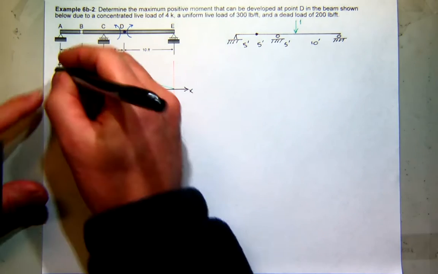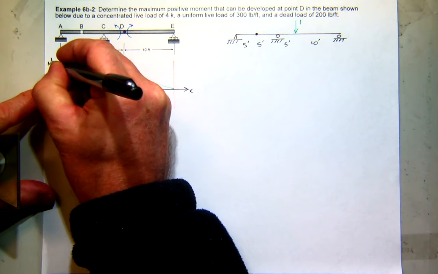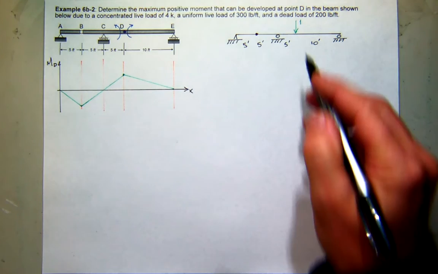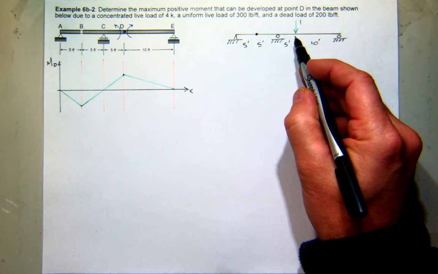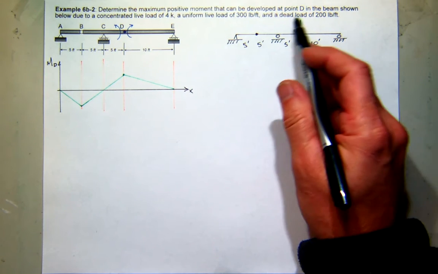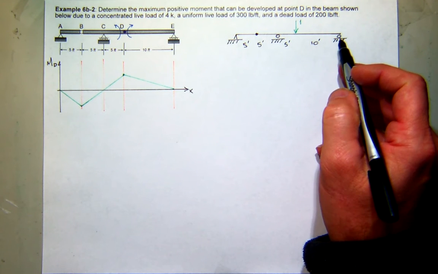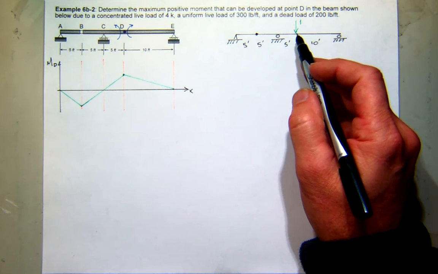I did leave something off here. I forgot to put my value. This is the moment at D. So I'm trying to find the moment here for that position. How best do you think I should do that? Well, probably I'll draw a free body diagram of this left side, right? If I can find this reaction, then I can cut it and find the internal moment.